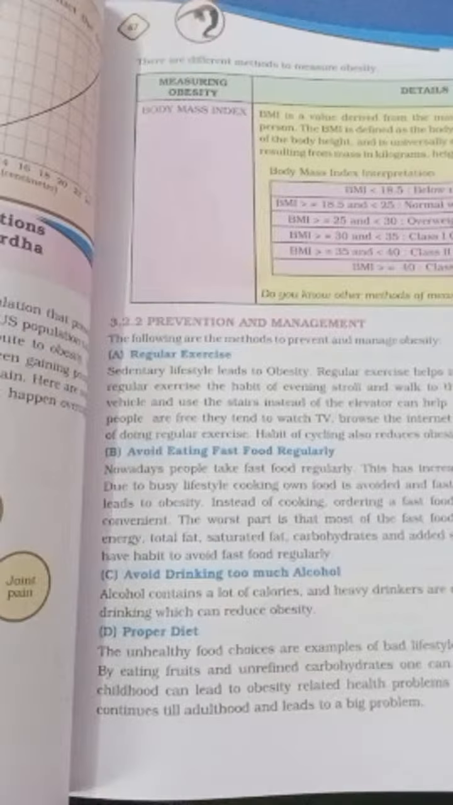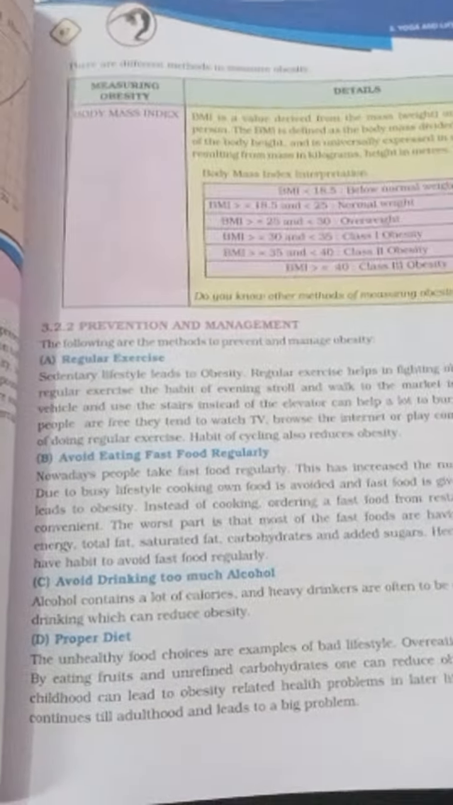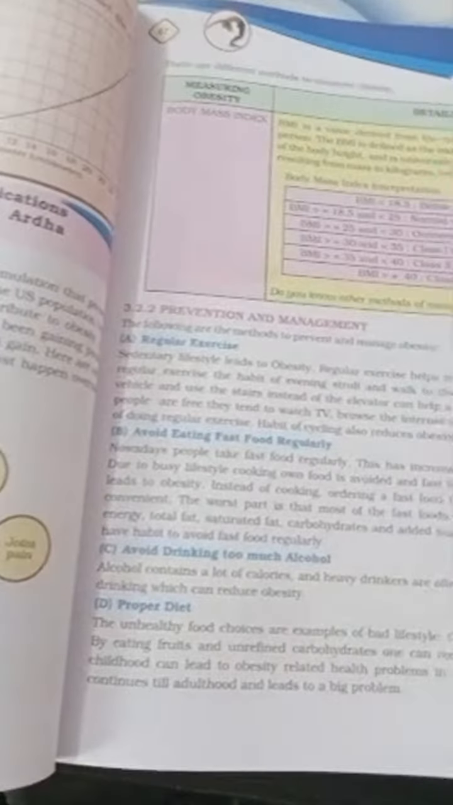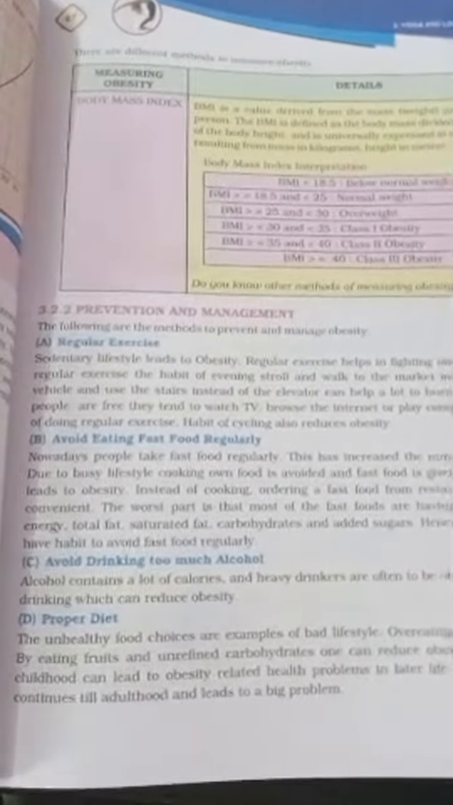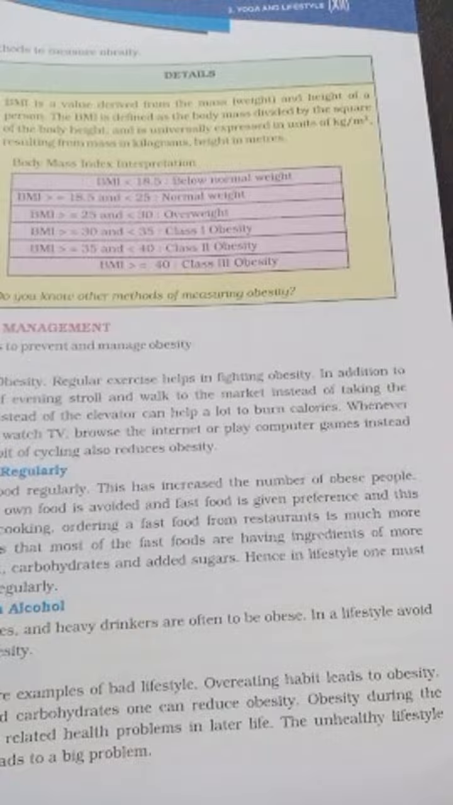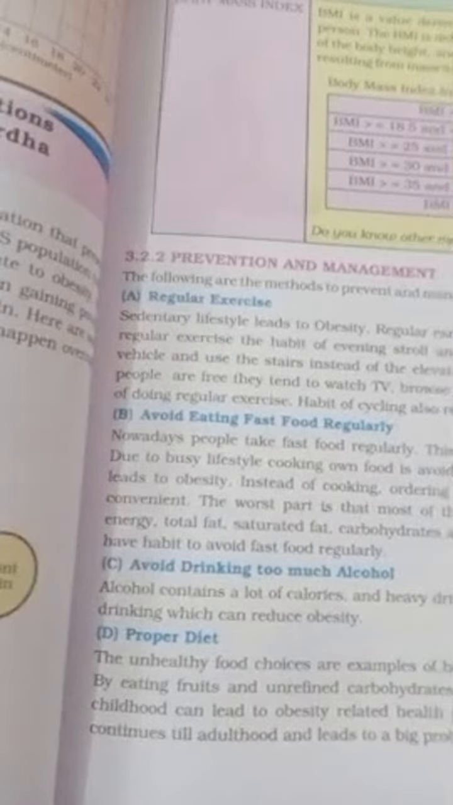And proper diet, as I said, the unhealthy food choices are examples of bad lifestyle. Overeating habits lead to obesity. And then by eating fruits and unrefined carbohydrates, one can reduce obesity. Obesity during childhood can lead to obesity-related health problems in later life. The unhealthy lifestyle continues till adulthood and leads to a big problem.